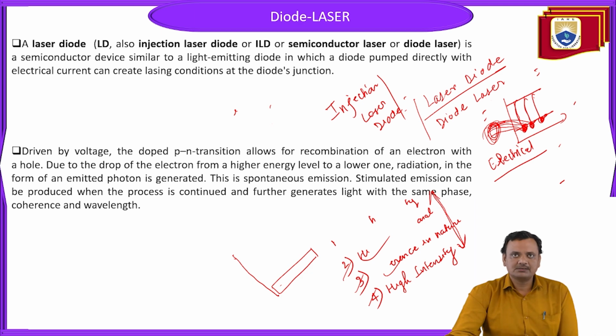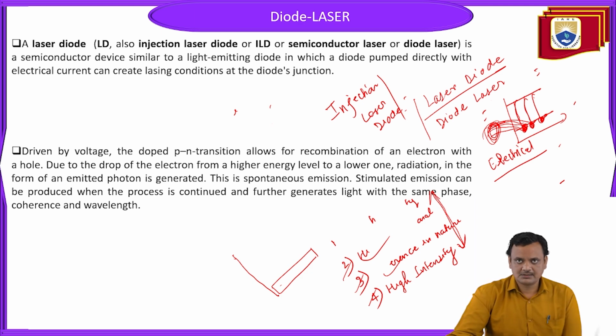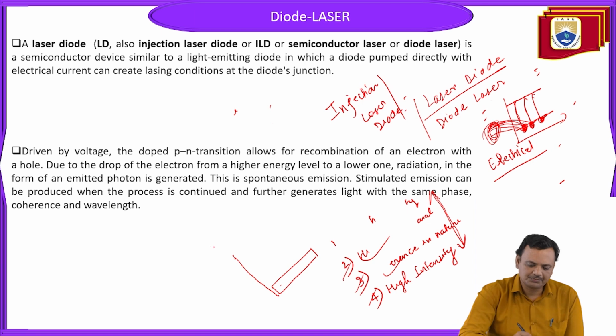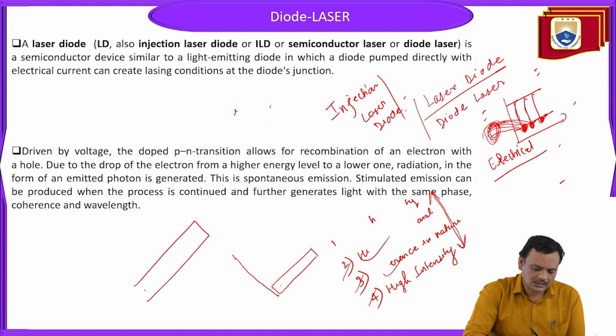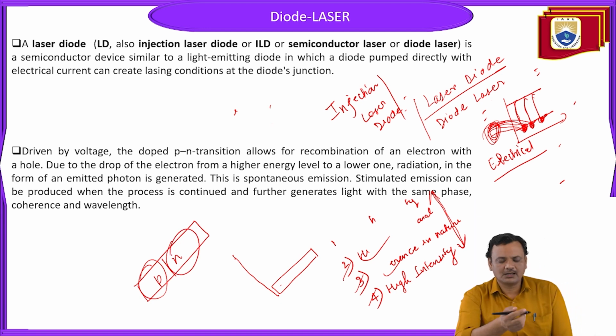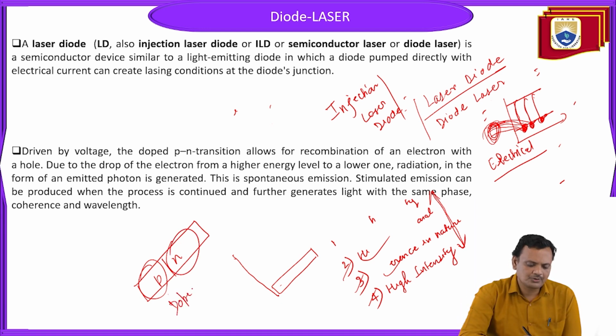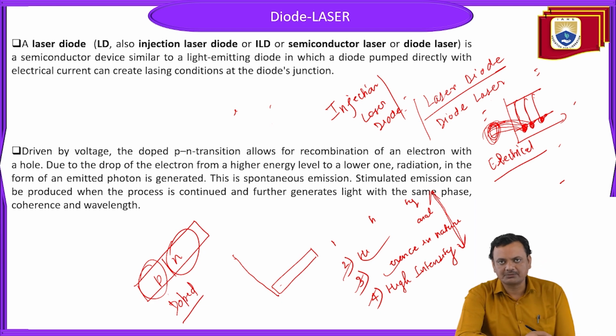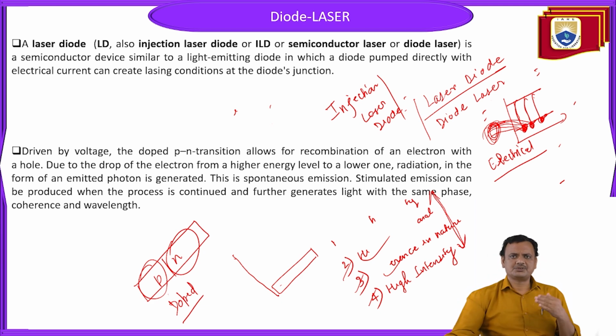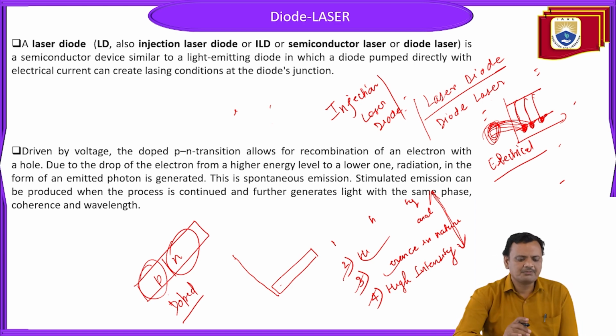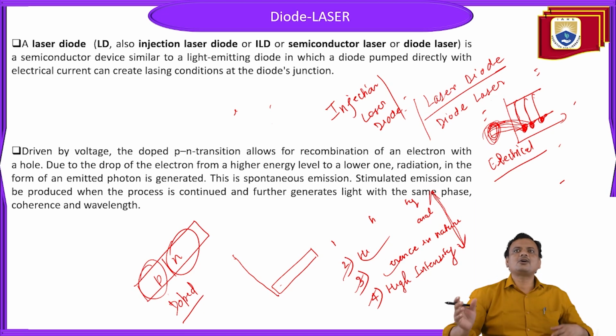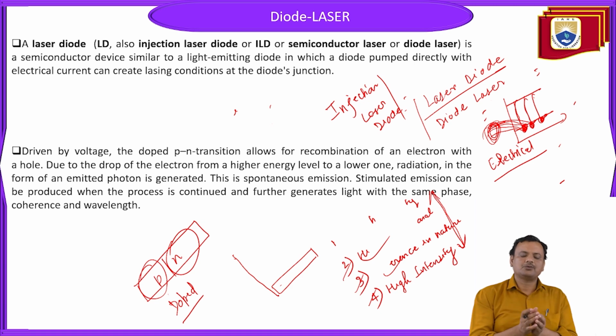Driven by voltage, the doped PN transition allows, meaning these P and N levels in the diode, and these P and N levels are doped levels. How do you achieve P type and N type semiconductor? You have to dope something to get P type and N type semiconductor crystal. So driven by voltage, the doped PN transition allows the recombination of electron with hole.